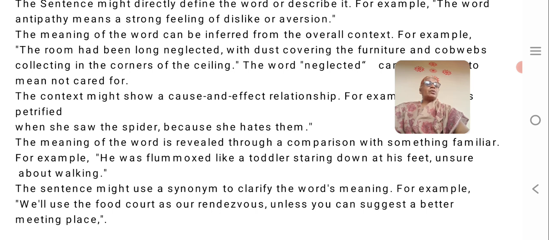The sentence might use a synonym to clarify the word's meaning. For example, we will use the food court as our rendezvous unless you can suggest a better meeting place. So, meeting place has to do with rendezvous. By looking at the synonyms, you can clarify the meaning of a difficult word. This is how to use the context clues to comprehend a text.